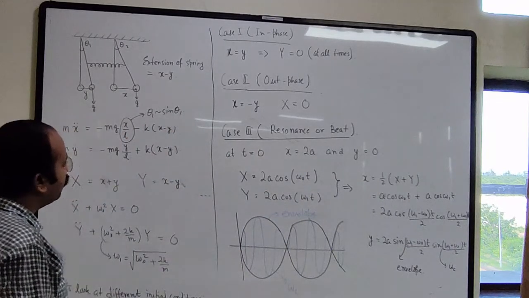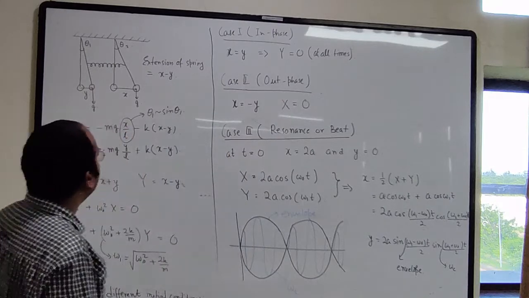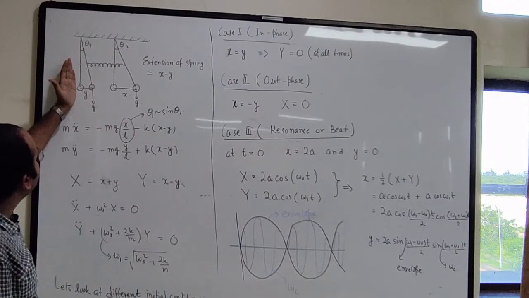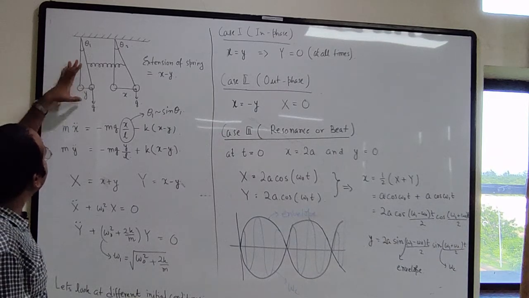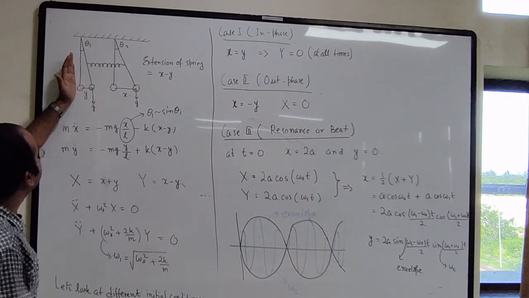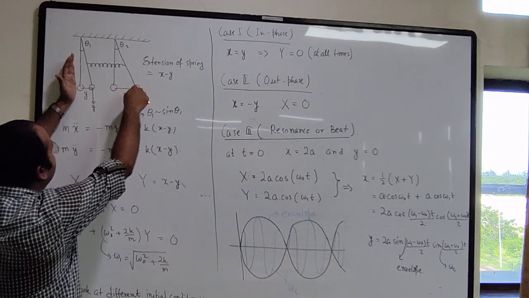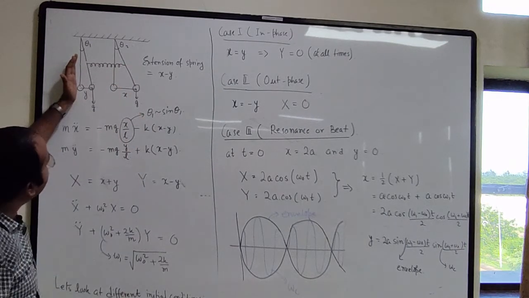So here what we will do, at time t equal to 0, we will keep this pendulum, which is marked with displacement y equal to 0, and basically not move it. Then we move the other pendulum by a distance 2a, thereby stretching the spring by 2a. Okay?